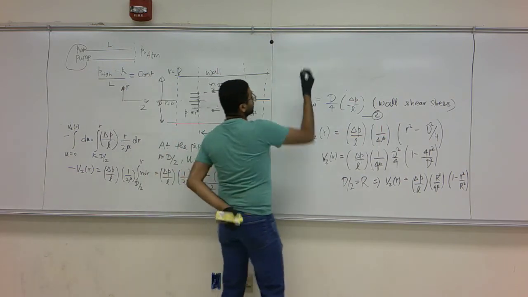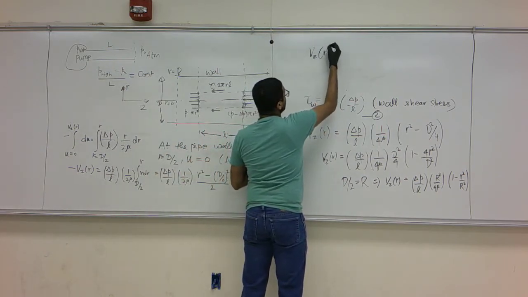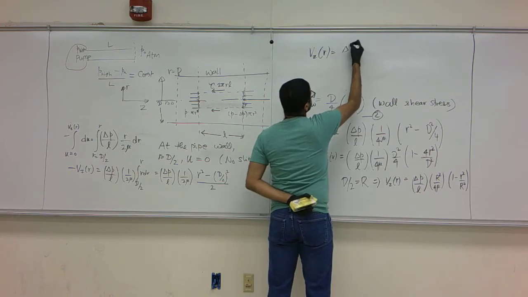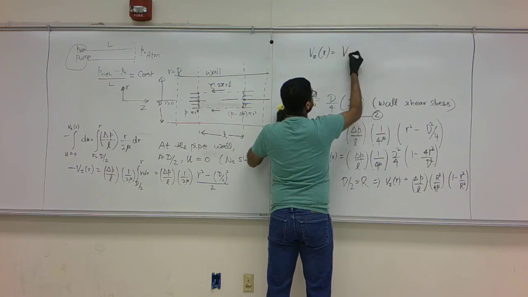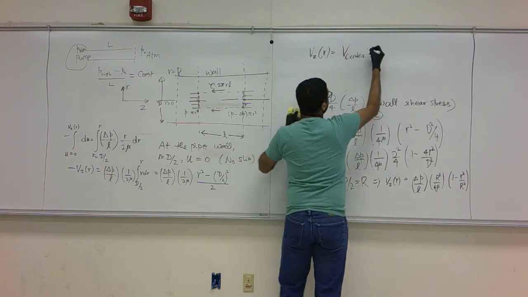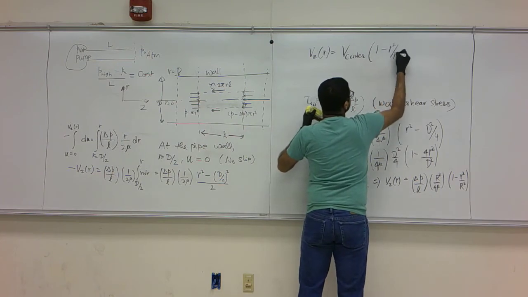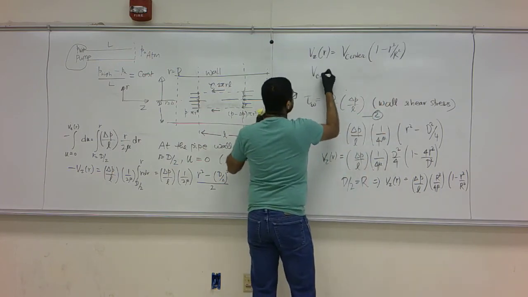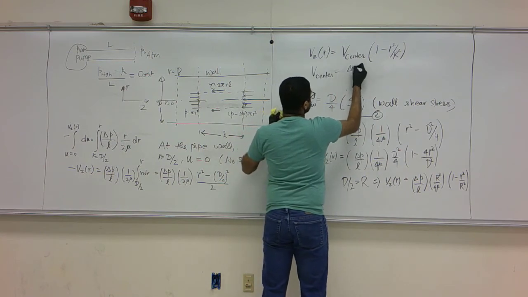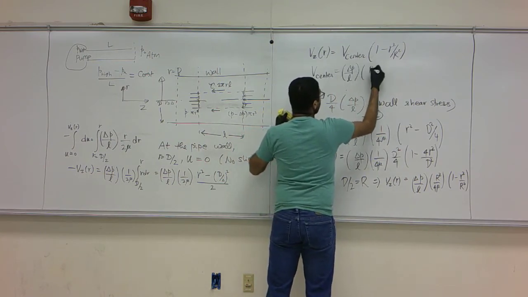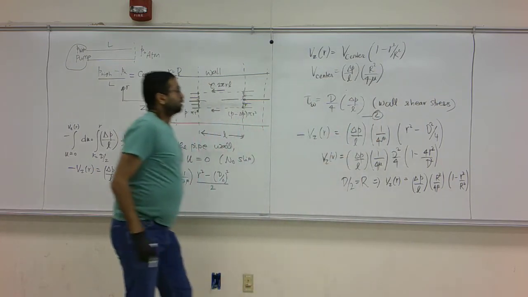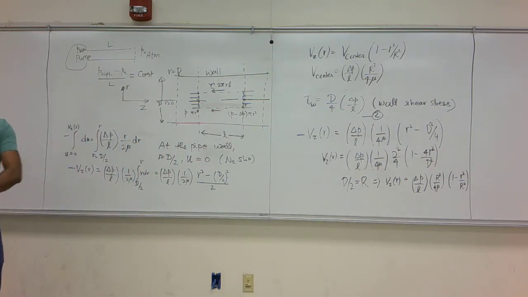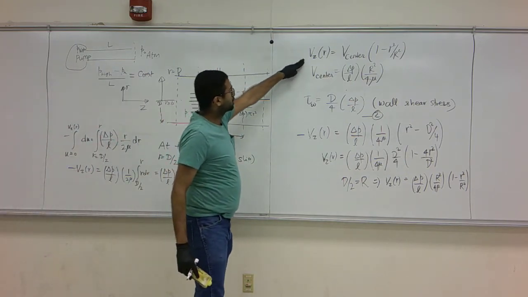So I'm going to write Vz of r is equal to V naught, I'll write V center line, times 1 minus r squared over R squared, where V center is equal to delta P over L times R squared divided by 4 mu. Okay, so that is the velocity profile.